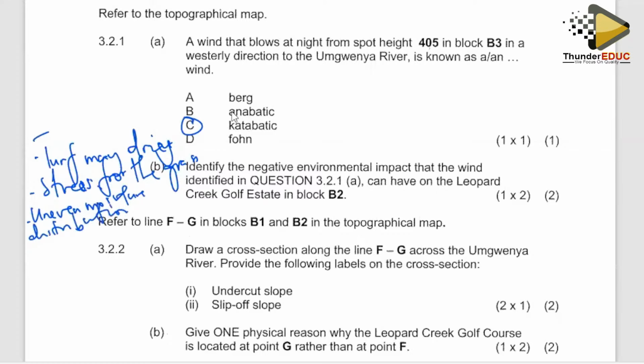And also, it can cause uneven moisture distribution. The distribution of moisture can be uneven in that golf course because of the presence of the katabatic winds. Right.